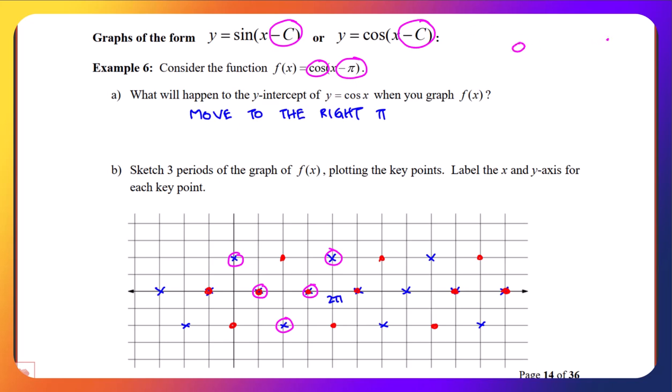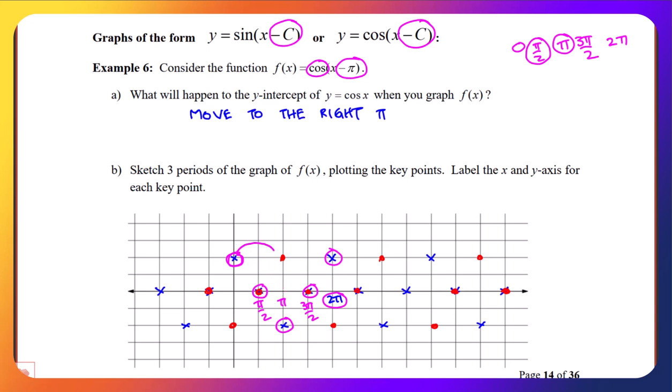So then, since our normal period is 2 pi, we have pi for the middle and pi over 2 for the first quarter point, 1 pi over 2, 2 pi over 2, 3 pi over 2. So this is pi over 2, pi, 3 pi over 2, 4 pi over 2, which is 2 pi. So I take each point and move it to the right pi, and pi is 2 boxes.